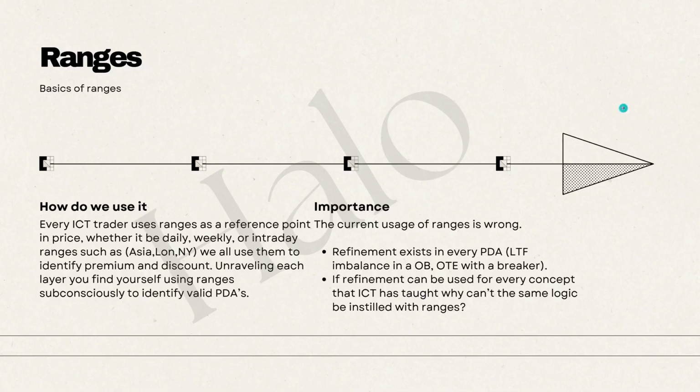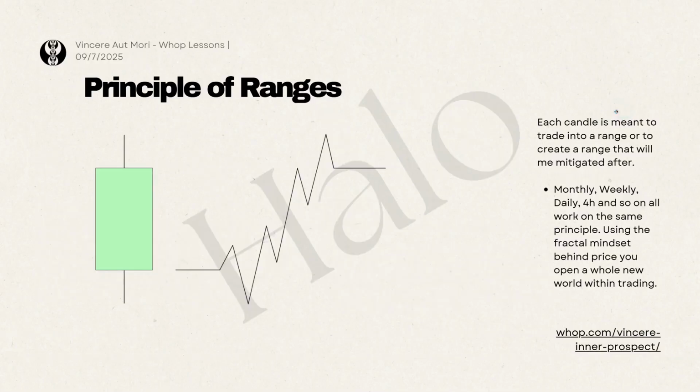We're going to follow up with the next slide, which is the principles of it, right? This is going to be, how can I say this? Not difficult for most of you guys to understand, because if you trade power of 3, this should be somewhat self-explanatory, right? This is just going to help you guys a lot to understand how price actually delivers, right? Each candle is meant to trade into a range or to create a range that will be mitigated after.